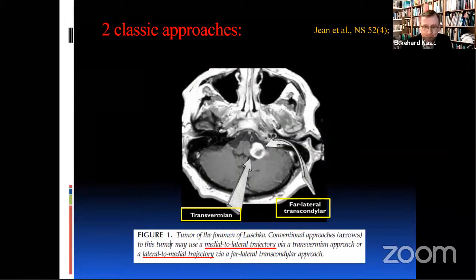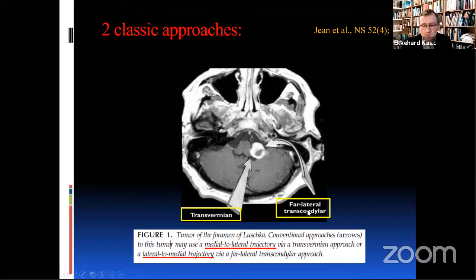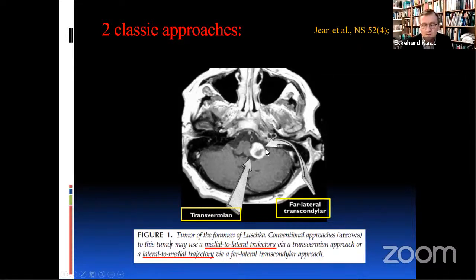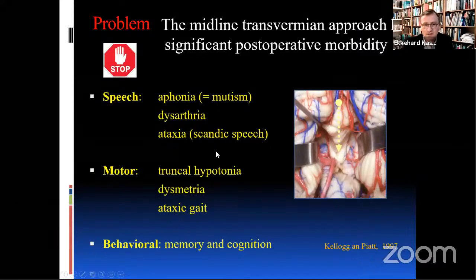And there were two classic approaches used for lesions, either the transvermian approach, getting smack through the midline, which gives you a medial to lateral trajectory for lesions, or you can try to approach it from a far lateral transcondylar approach for lesions that are lodged into the foramen Luschke exclusively and may protrude into the CP angle. Now, both of these have problems. The midline transvermian approach has significant postoperative morbidity, and early on this was described.